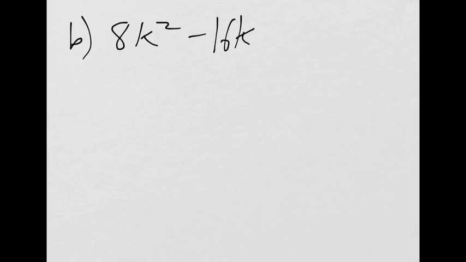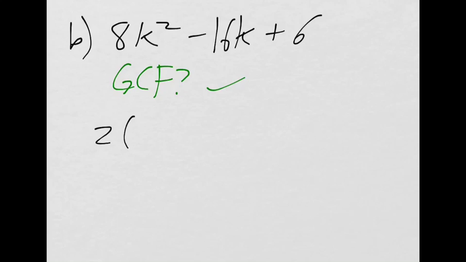So we've got 8k squared, this is b, 8k squared minus 16k plus 6. Okay, so the first thing I always look for is what? Yeah, GCF. Do I have one? Yes. What's my greatest common factor? 2. So I'm going to take that out. 2, and what's left? 4k squared minus 8k plus 3. Good.